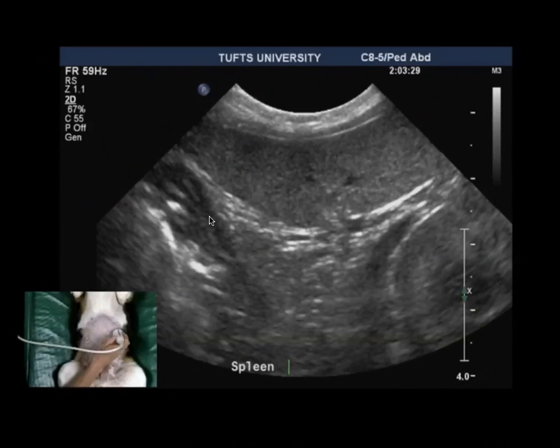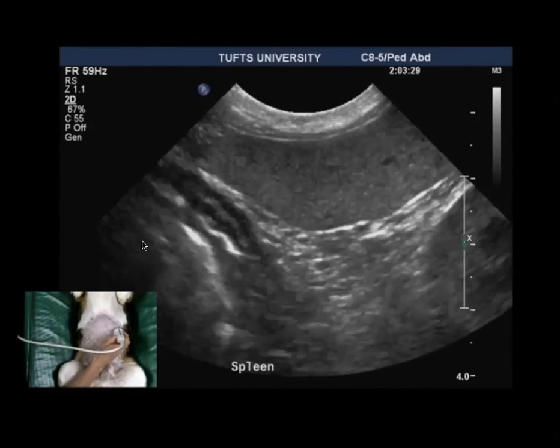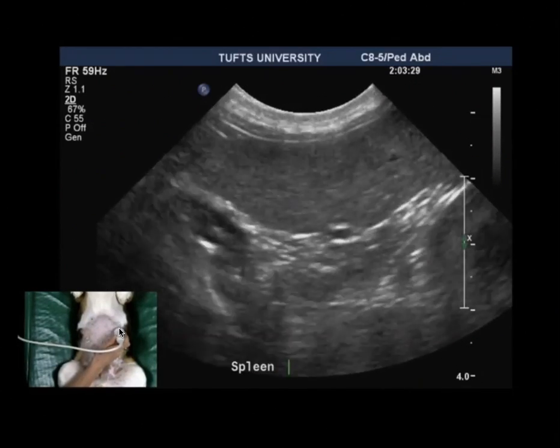Moving to real-time assessment of the spleen, we'll start with the probe on sagittal orientation with the marker pointed towards the head of the dog. First, the probe is placed caudally to the fundic portion of the stomach. There, the triangular cranial tip of the spleen can be seen. Then, the probe continues its trajectory caudally.